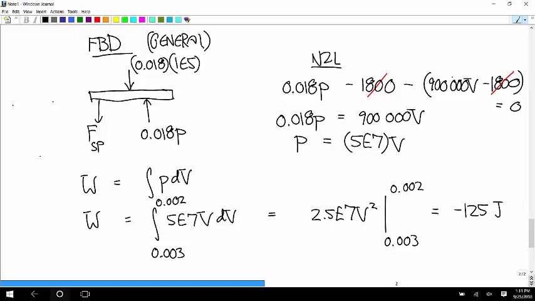Because you can pull that outside, and when you integrate v dv, you get v squared over 2. Any other questions about that one?